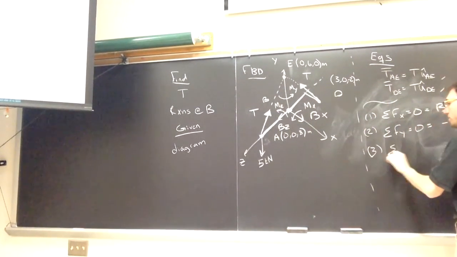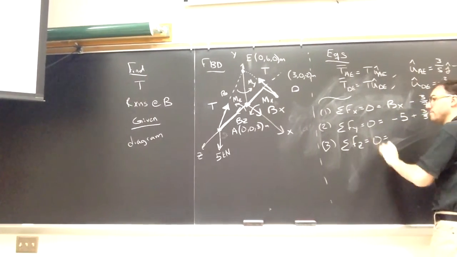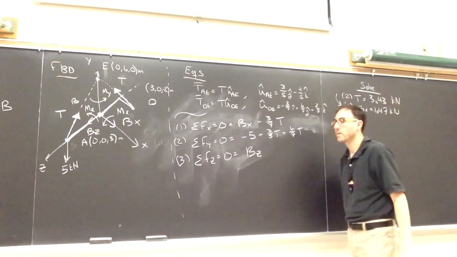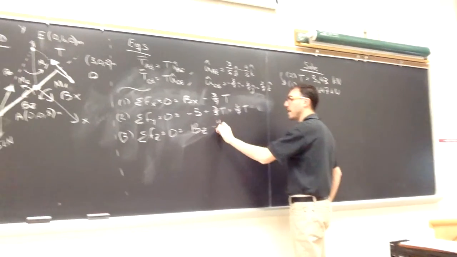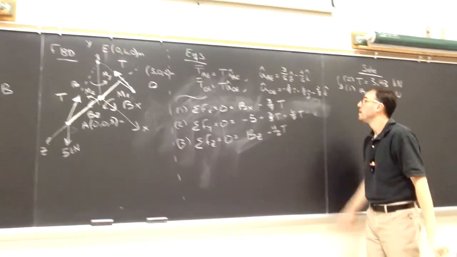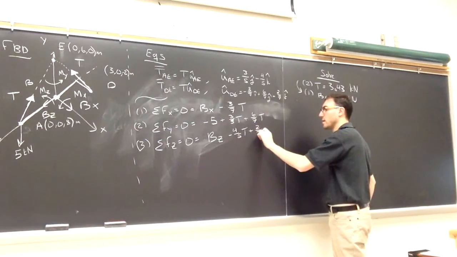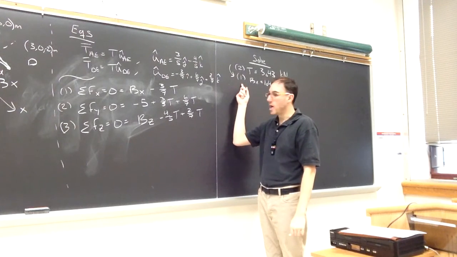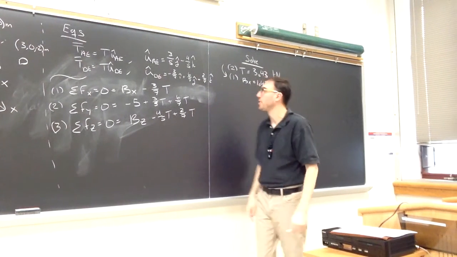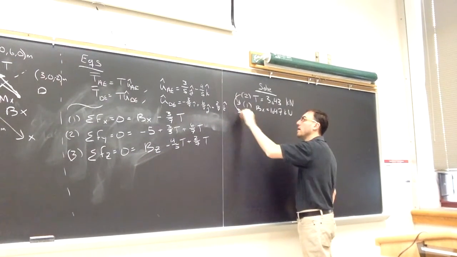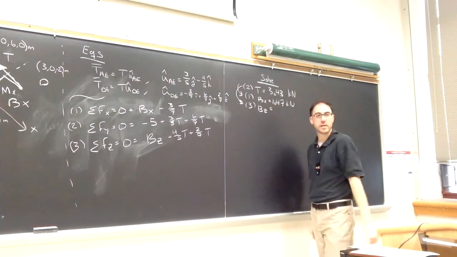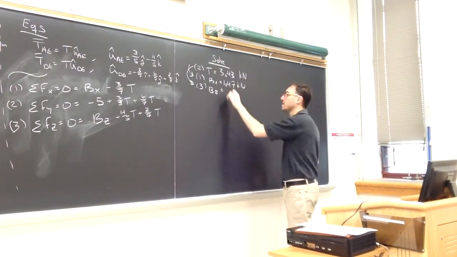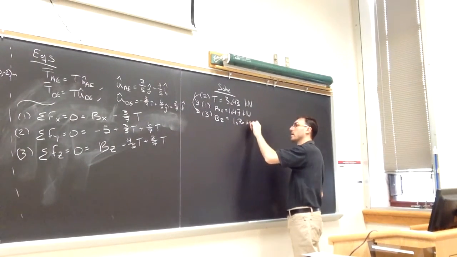And now we have forces in the z. We have Bz. We'll have negative 4/5 times T. And we'll have 2/7 times T. We know as a number what the value of T is, so in equation 3, our only unknown left is going to be Bz, the component of the force in the z direction. And we get that Bz is 1.76 kilonewtons.